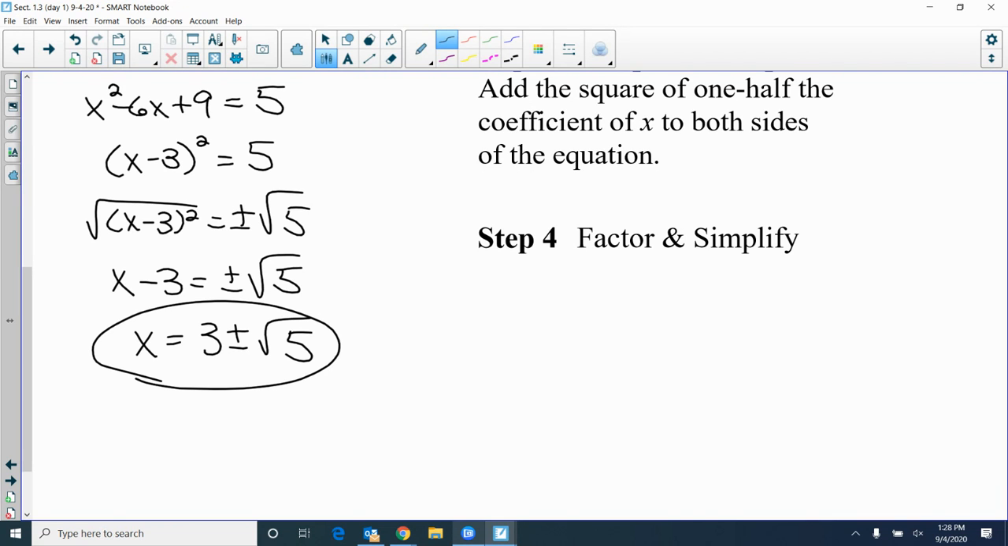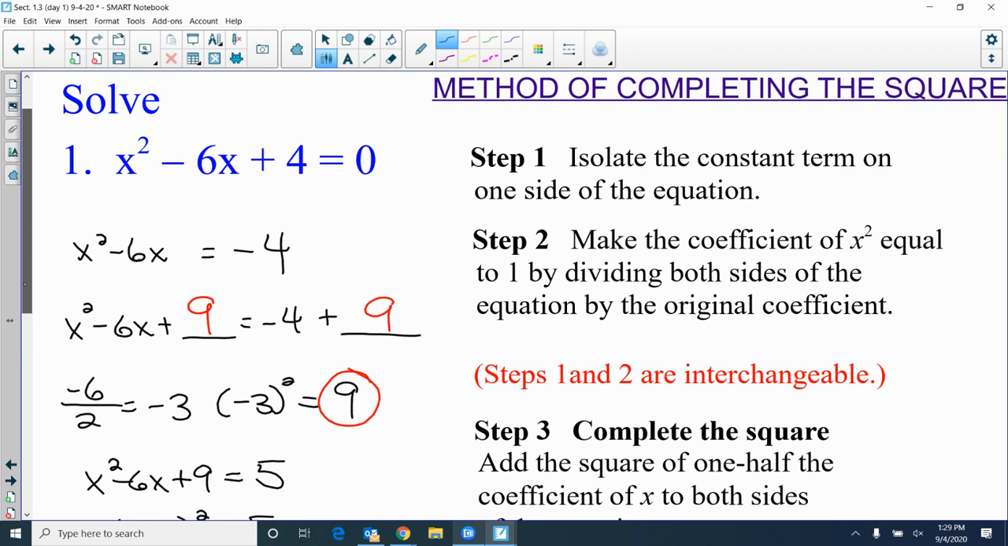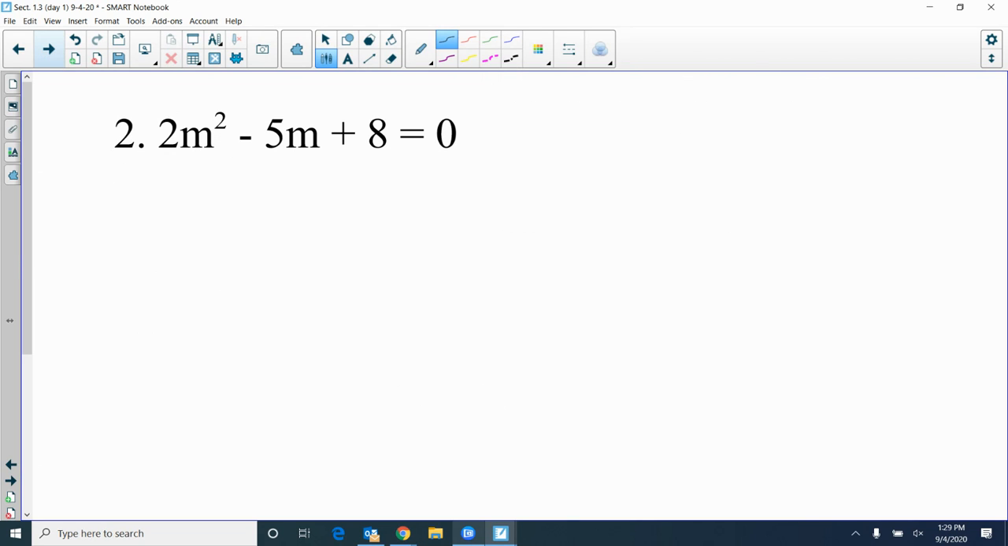How many answers does that represent? Two. There's two answers. You can leave it like this. That's fine. But it's 3 plus square root of 5, and then it is 3 minus square root of 5. Okay, those are your two answers. And that means if you plug that answer in there, it's going to solve it. I know you're like, that doesn't make sense, but it does. That's how it works.